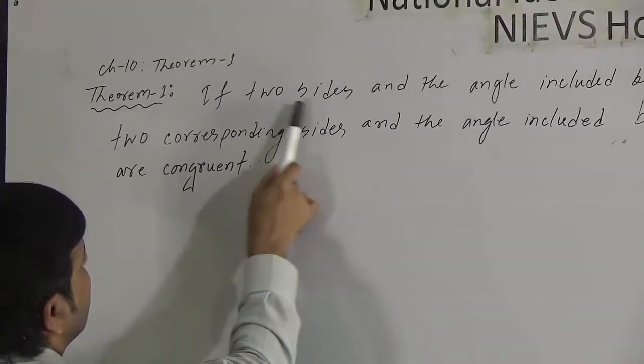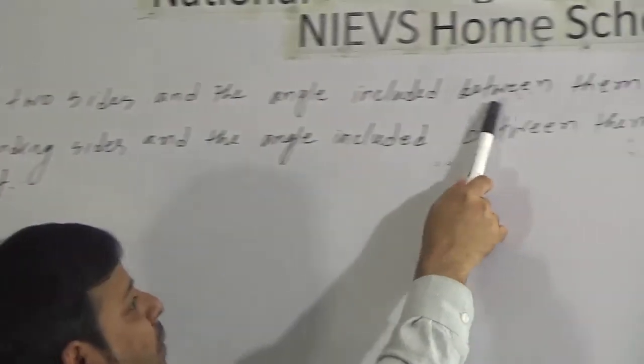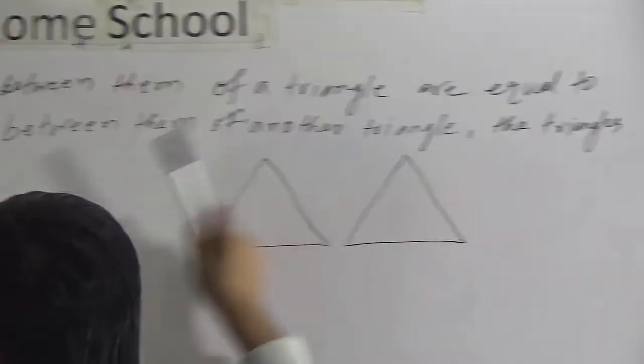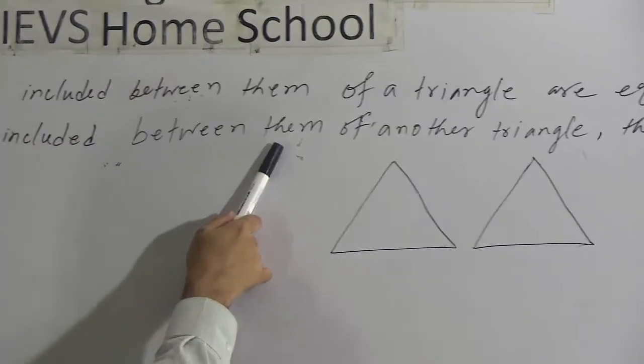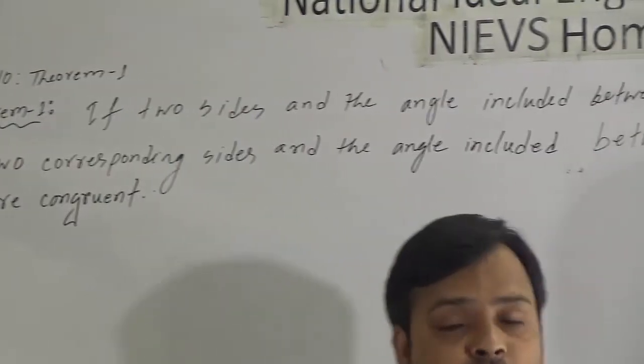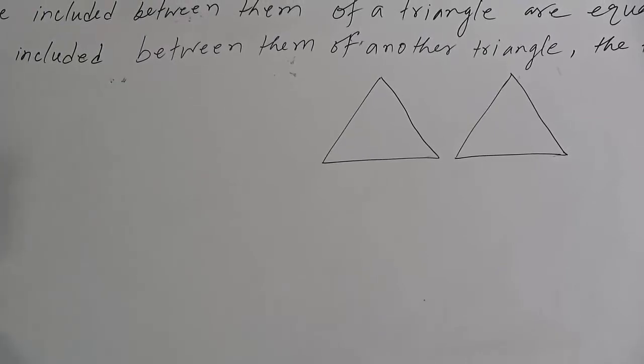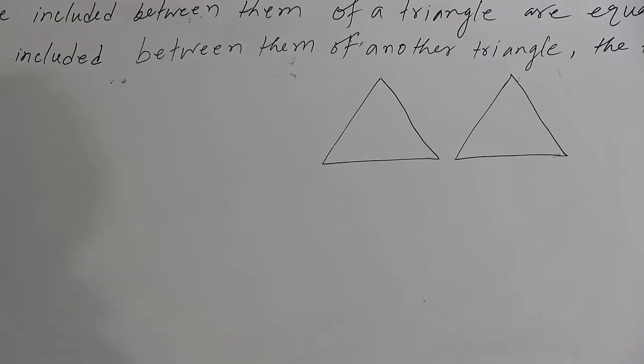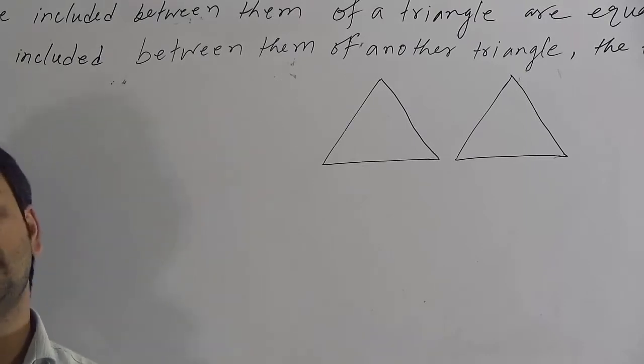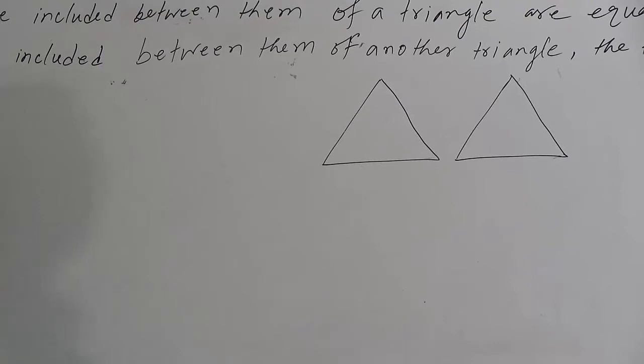Theorem 1. If two sides and the angle included between them of a triangle are equal to two corresponding sides and the angle included between them of another triangle, the triangles are congruent. It means that when two sides of a triangle are equal to two corresponding sides of another triangle, and the included angles are also equal, then the triangles are congruent.